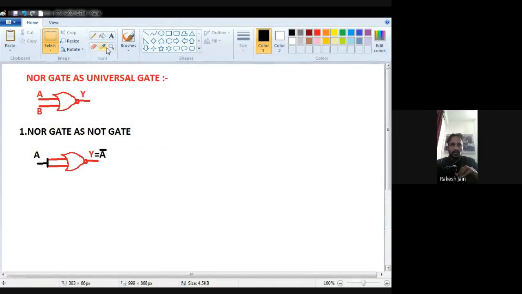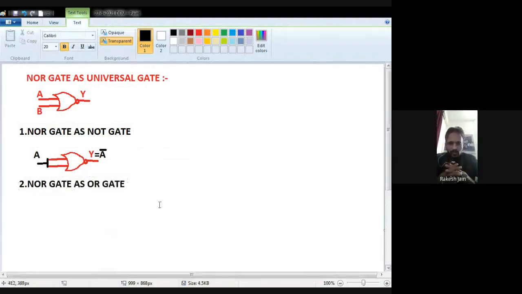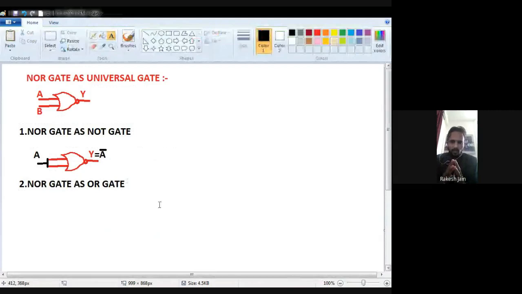Now the second one is how a NOR gate can behave as an OR gate. We know the difference between a NOR gate and an OR gate. If we talk about the symbol, then a bubble at the output is there. Here a bubble is at the output, right? If we talk about the basic definition, then in case of OR gate, any input is 1, output is 1. But in case of NOR gate, any input is 1, output is 0. It means NOR gate is just opposite of the OR gate.